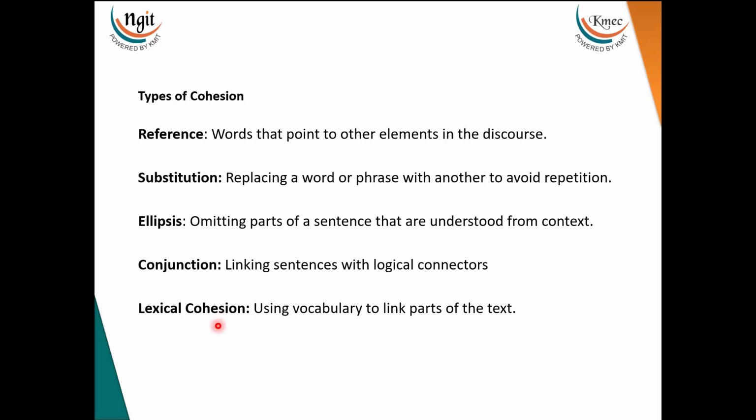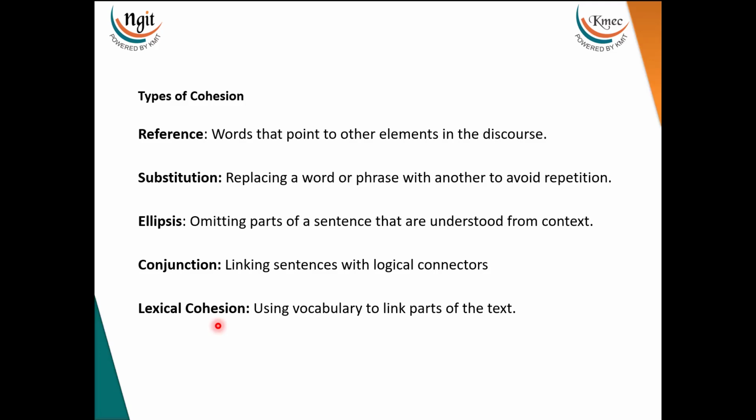Then we talk about lexical cohesion. This is using vocabulary to link parts of the text. In this, we need to talk about three things: repetition, synonyms, and collocations. Repetition means repeating the key terms. For example, "The cat jumped, the cat ran." We are using the word cat multiple times. Synonyms means using similar words. For example, "He bought a car, the vehicle was expensive." And collocations are words which naturally occur together, as you all know. For example, strong coffee, commit a crime.